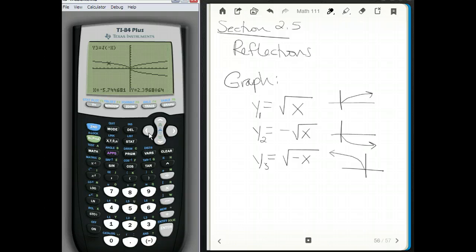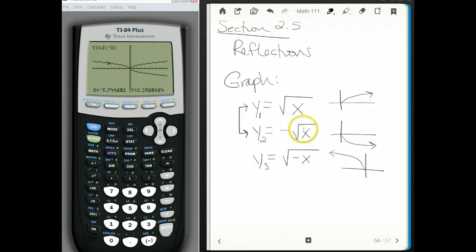Okay, so what's actually happening between y1 and y2 and y1 and y3 is that we are performing a reflection. We're modifying how the inputs and outputs are being received or produced, right? To go between y1 and y2, what has happened?